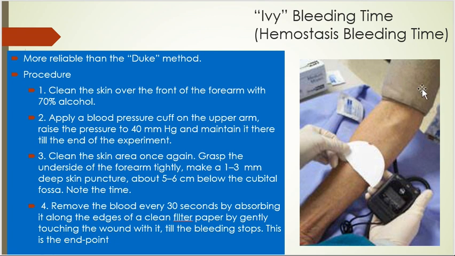So we inflate this cuff to 40 mmHg, and then we make a puncture, and every 30 seconds we touch the filter paper. So the total time will be counted at last. Throughout the procedure we'll have 40 mmHg pressure in the cuff to avoid the venous flow. Okay, that's it.